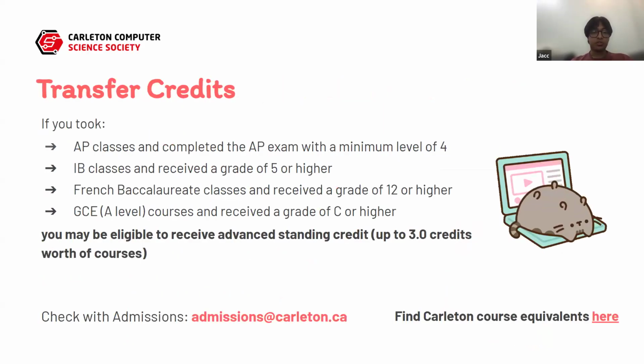If you potentially are eligible for transfer credits, for example, if you took AP classes, IB classes, or a few of the other alternatives listed on the slide there, you may be eligible to get some of those credits transferred towards your program. We've linked the page that lists out all of the Carleton course equivalents on the slide. And if you still have questions about whether or not you can get certain credits transferred, you can reach out to admissions to confirm that.